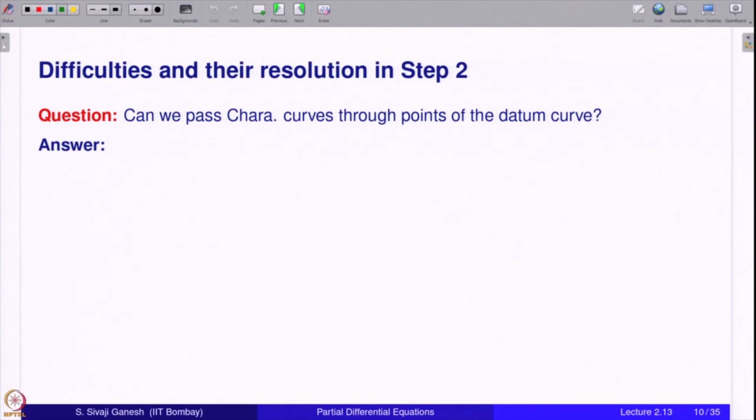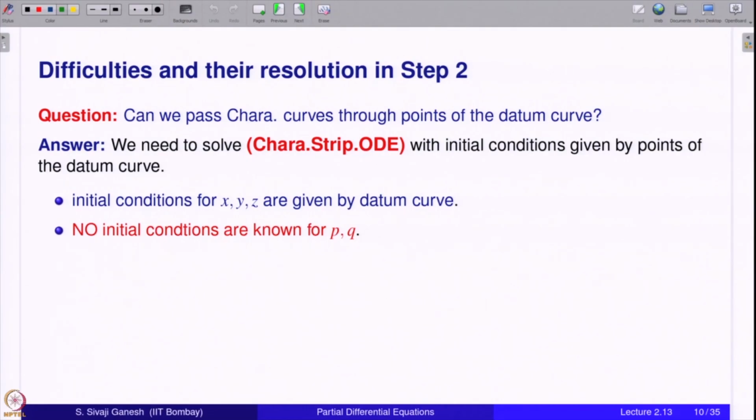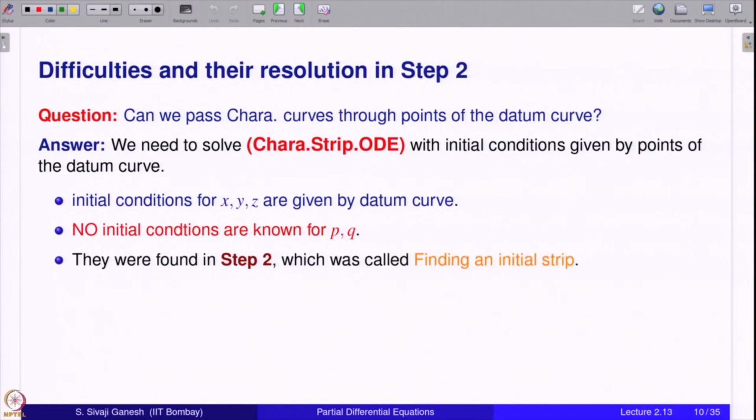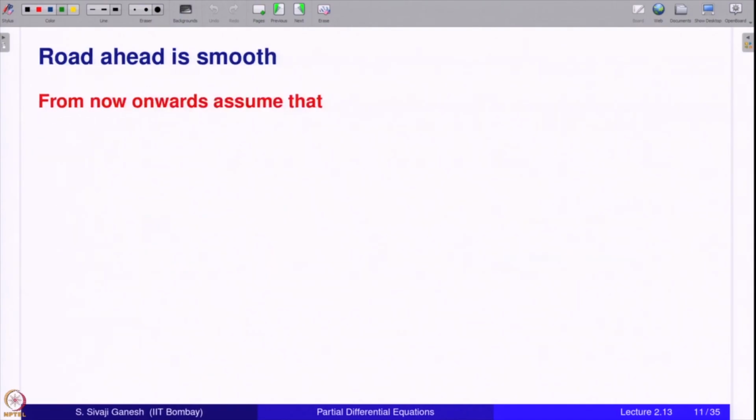Now, the next question is: can we pass characteristic curves through points of the datum curve? This is what we did in QL. For that we need to solve the chara strip ODE with initial conditions given by points of the datum curve. Initial conditions for x, y, z are given by the datum curve. No initial conditions are known for P and Q. So, they were found in step 2, which was called finding an initial strip. The next step is to solve the initial value problem, chara strip ODE plus an initial strip, that will give you a candidate solution. It will define a candidate solution, we are going to see that.